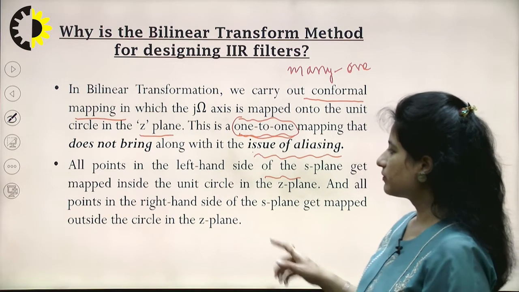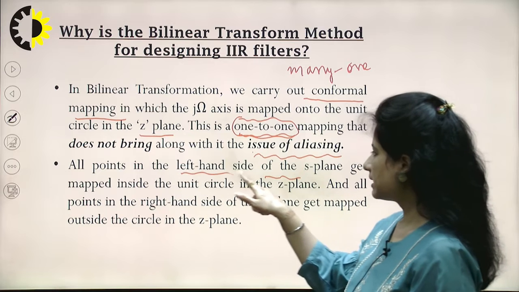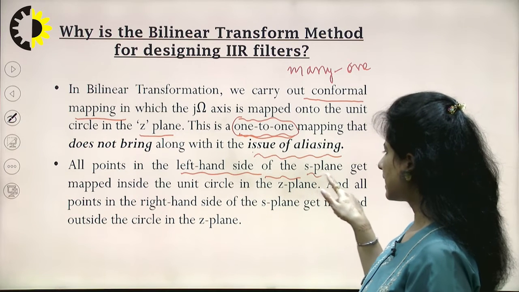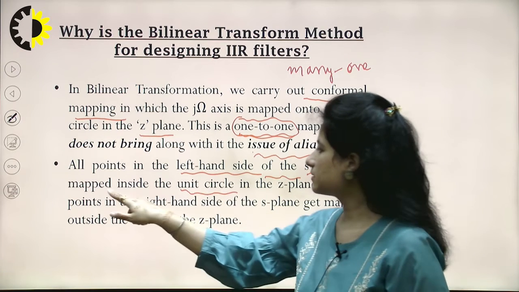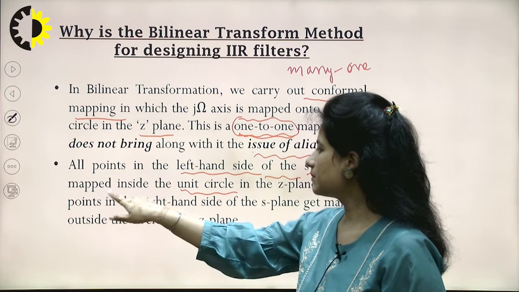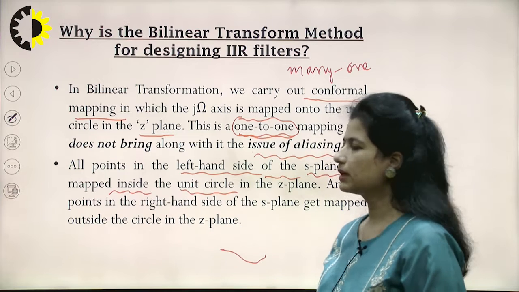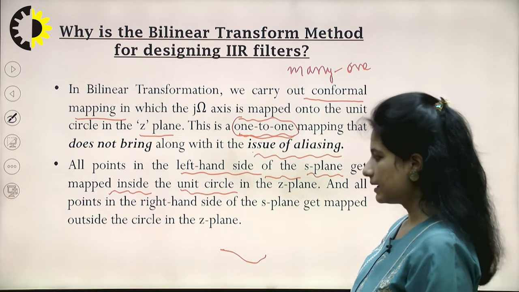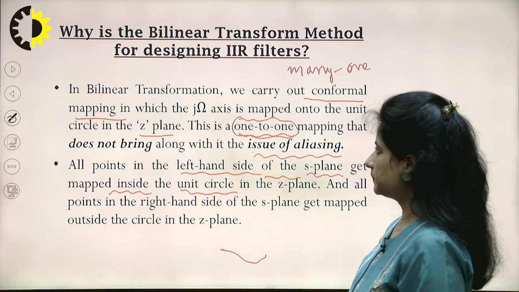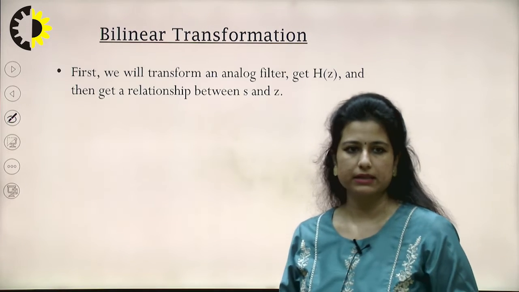And again, whenever using this kind of transformation, the left hand side of the S plane would come inside the unit circle. That means my system would remain stable. The same stability that we were observing in impulse invariant transformation would be observed in the bilinear transformation as well. So how is this method working?